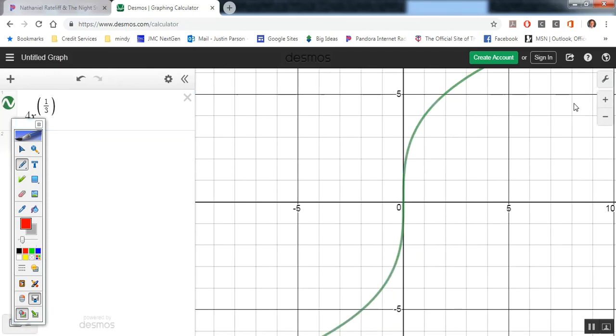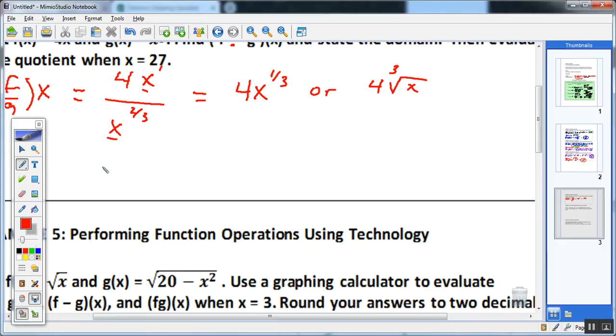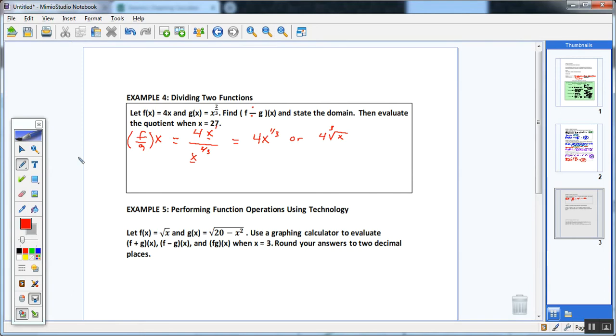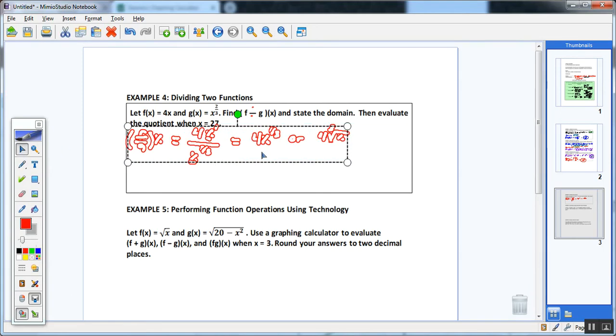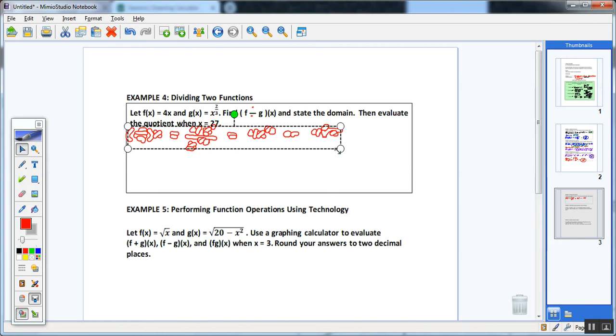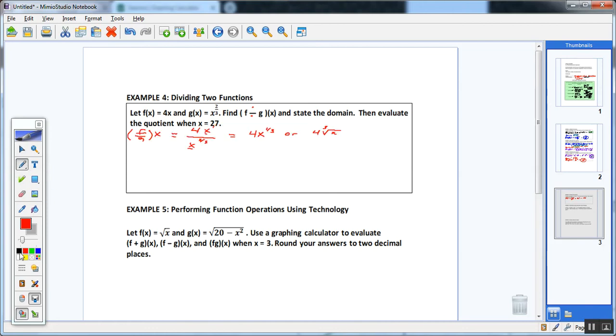What do you think about your domain for that cube root function? All reals. You guys have this. You guys are so good at this. So the domain on this is all reals, you say? What's that you say, Sam?